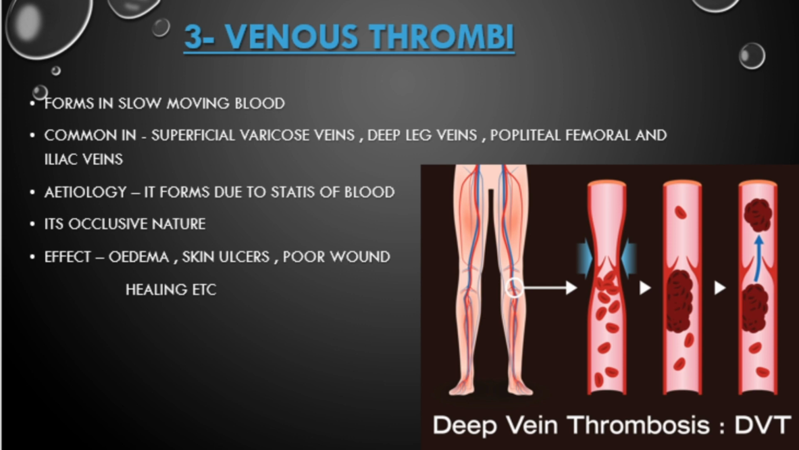Then etiology, why does it happen? Because it forms due to stasis of blood. Then the next point is that venous thrombi are occlusive, that is they obstruct the lumen of the vessels and can propagate in both directions.